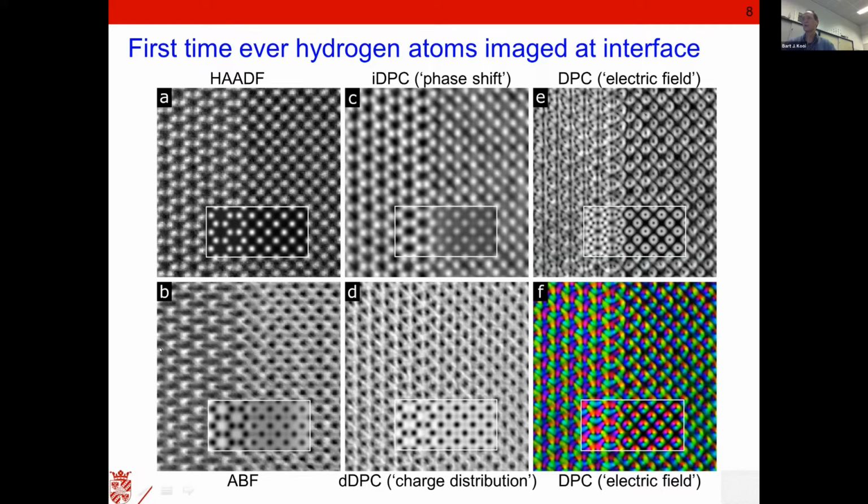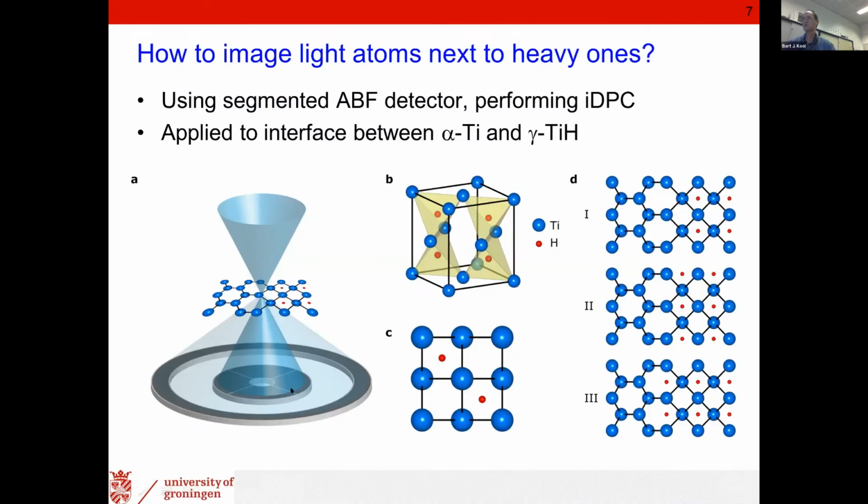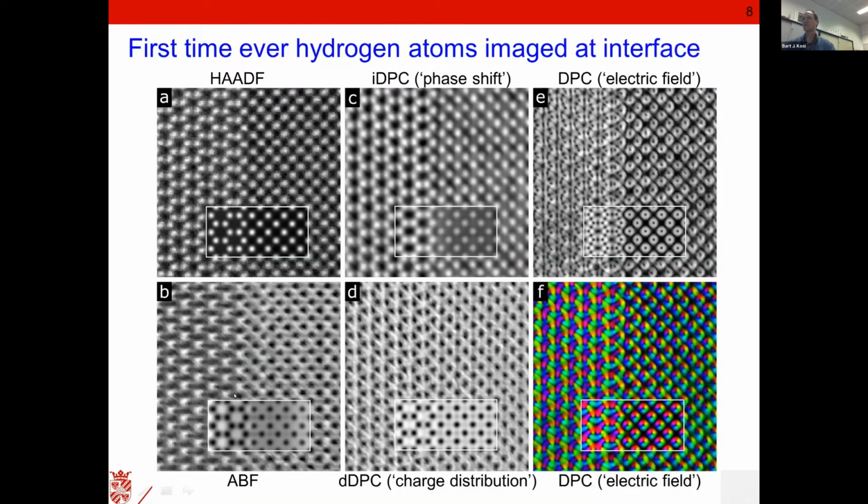That is just before, like I showed, you just use the total signal from the detector. Yeah, but you don't use any smart trick. And it turns out this is very sensitive. This is a relatively thick specimen. There is a huge stress of the hydride, which is formed as a plate inside this metal, which creates bending and all kinds of problems. And in annular bright field, you cannot properly see the hydrogen atoms in a robust way.